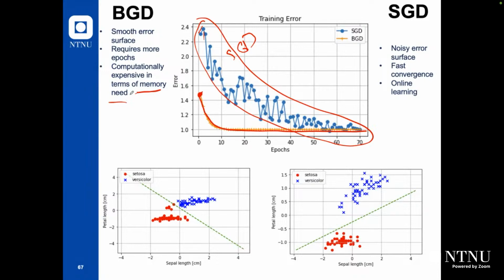So if you have 100 data points, how many times will you adjust in each iteration? If it is batch gradient, it will be only one time. If it is stochastic gradient descent, it will be 100 times, right?